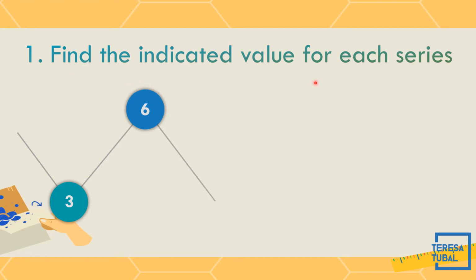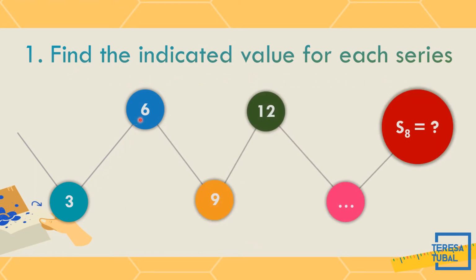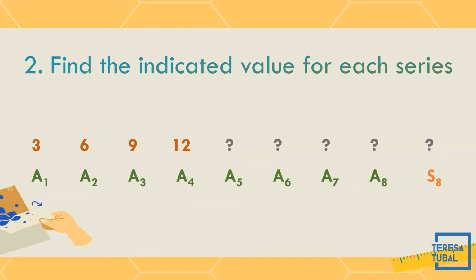So let us find the indicated value of each series. So 3 plus 6, 9. 9 plus 9, that is 18. 18 plus 12. And then we need to get the sum of the series. And how to get the sum of the series? So we have only 4 terms. To get the sum of the series, we have the first term 3, second term 6, third term 9, fourth term 12. We need first to identify the fifth, the sixth, the seventh, and the eighth term.